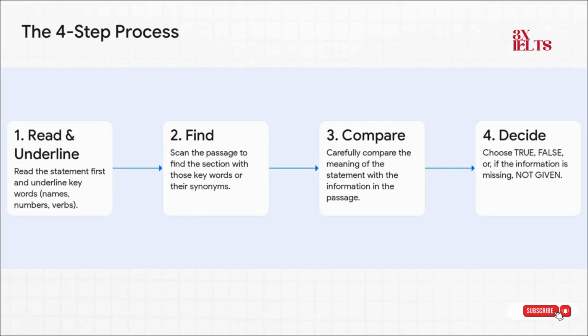Here it is, a simple 4-step process. Step 1, read the question statement first and underline the key words, names, dates, verbs, the important stuff. Step 2, scan the passage to find those keywords, or more likely, their synonyms. Step 3, once you've found the right spot, you have to carefully compare the meaning. And finally, step 4, decide.